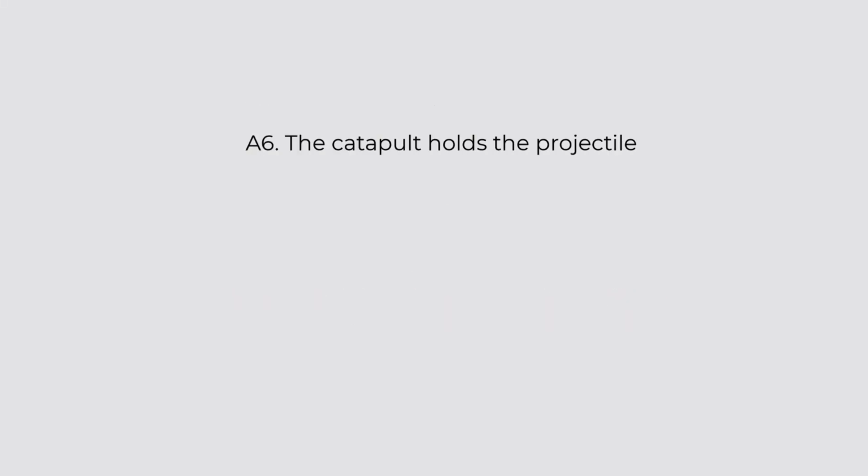The 6th activity, or A6, the catapult holds the projectile. We can know that this activity is a functional type because the subject is the catapult and it performs the action that is to hold. Because A6 is a functional type, then we use the formula FC2. Therefore, we convert it to, the catapult shall hold the projectile.